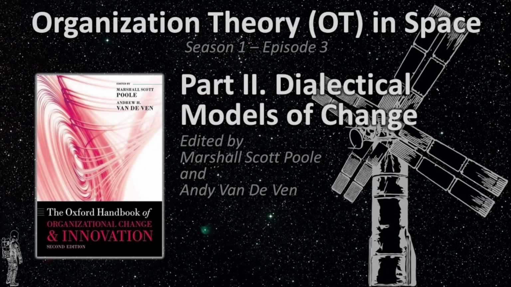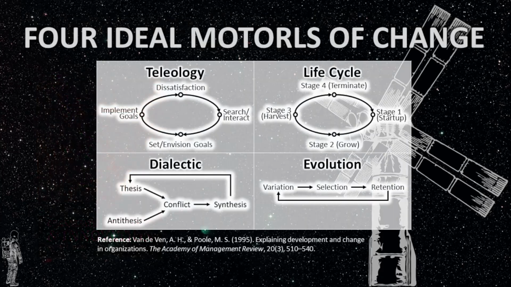Today, we'll be getting an overview of the second major part of the handbook on the topic of the dialectical models of change. As you recall, the dialectical motor is one of four idealized motors of how change occurs. In reality, multiple motors are working at multiple levels of analysis in combination and in dependency with each other, but we'll treat each one separately to better understand their individual attributes and characteristics.